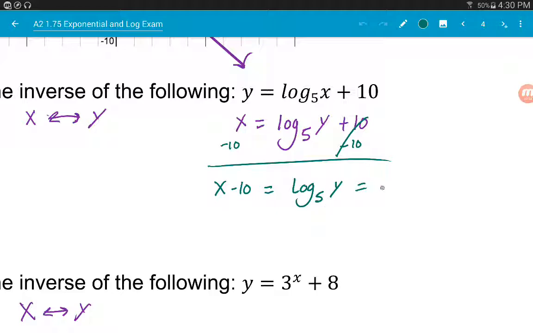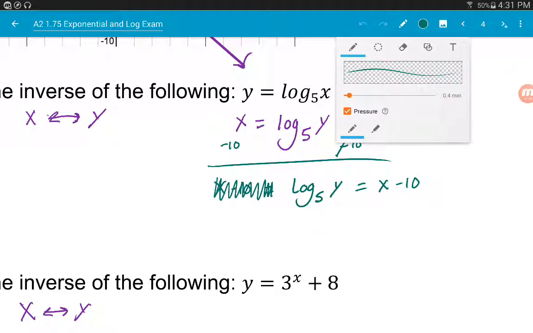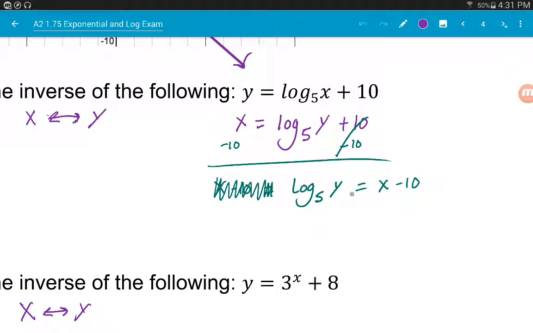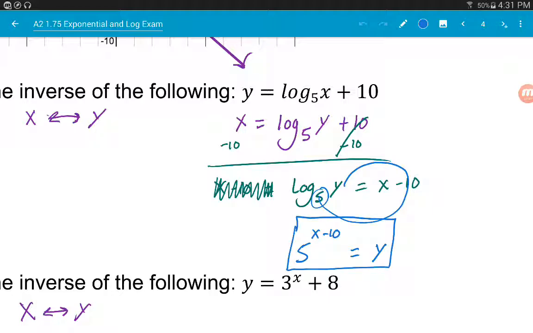I'm going to move the x minus 10 over, because I like my log to be on the left. And now let's try to swoop it. We'll start here. 5 to the x minus 10 equals y. And that's actually, y is all by itself now, so we've succeeded. That is the formula.